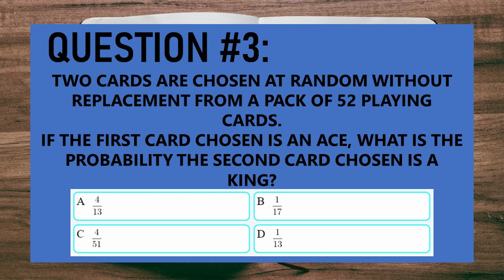Question number 3. Two cards are chosen at random without replacement from a pack of 52 playing cards. If the first card chosen is an ace, what is the probability the second card chosen is a king?